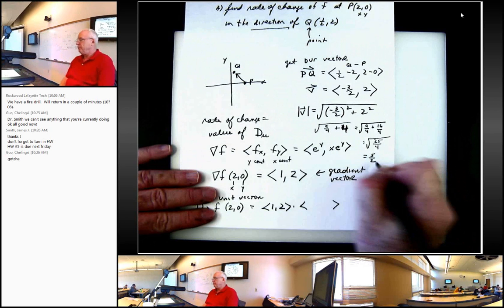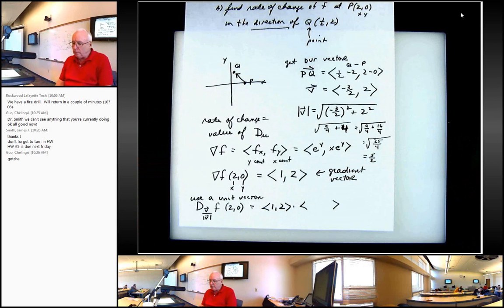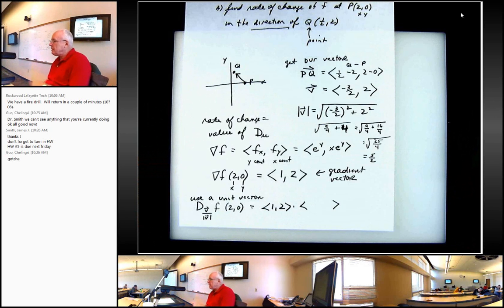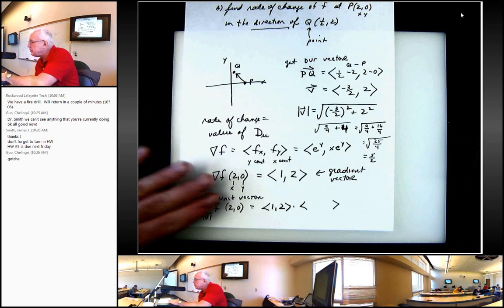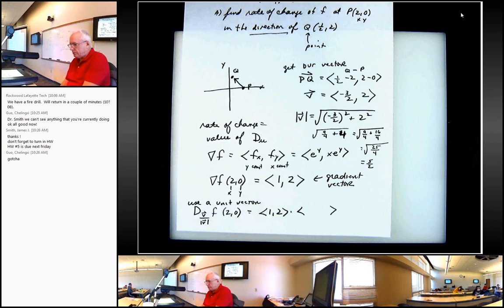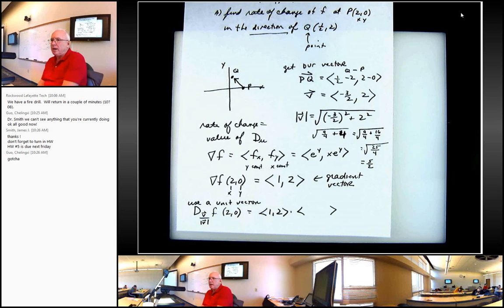So basically what I have to do then is divide my components by 5/2. Now, if I'm dividing something by 5/2, I want to do this in the fewest steps possible. So what am I multiplying it by?